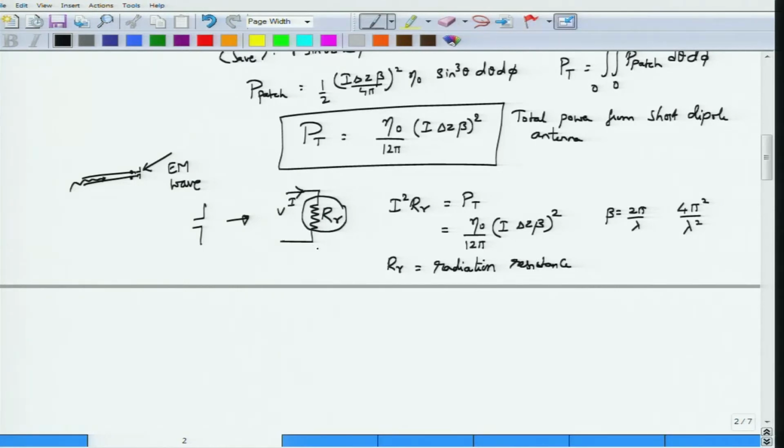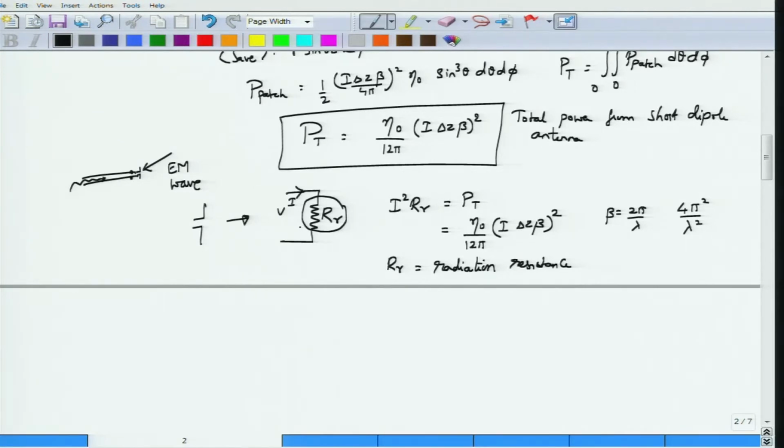That is, for a circuit engineer, if you tell them that this is the antenna, what that circuit engineer would like to know is, can I find out what would be the power that is delivered to the antenna or the power that is received by the antenna? And the answer is yes, you can treat this antenna as a resistor and then calculate how much power is being delivered or how much power is received.